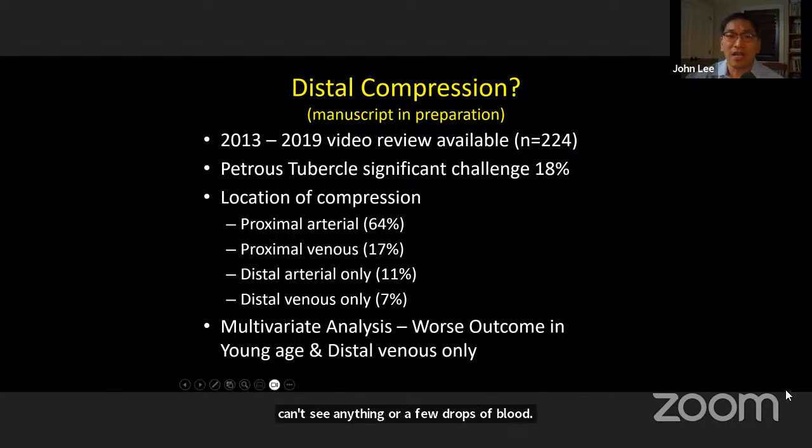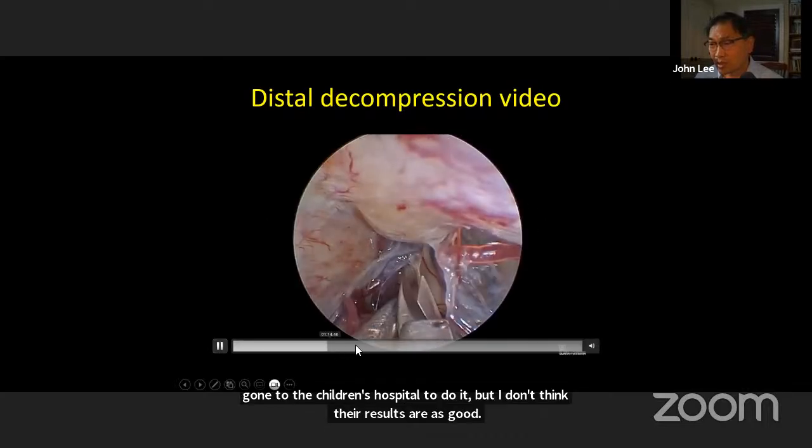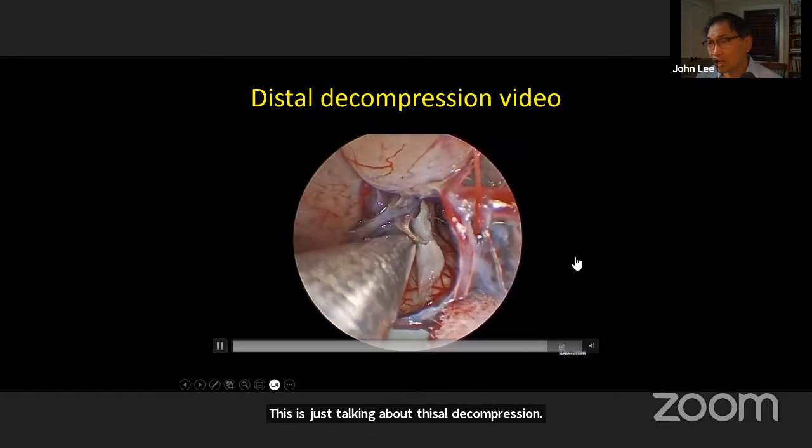So if you have distal vein only, we found in our multivariate analysis they didn't do as well as if you have artery and a distal vein. And then, of course, young patients don't do as well. So the etiology of their pain is probably not as typical trigeminal neuralgia. I've done this in children. I've gone to the Children's Hospital to do it, but I don't think their results are as good. This is just talking about distal decompression, and yeah, it's just working out there.